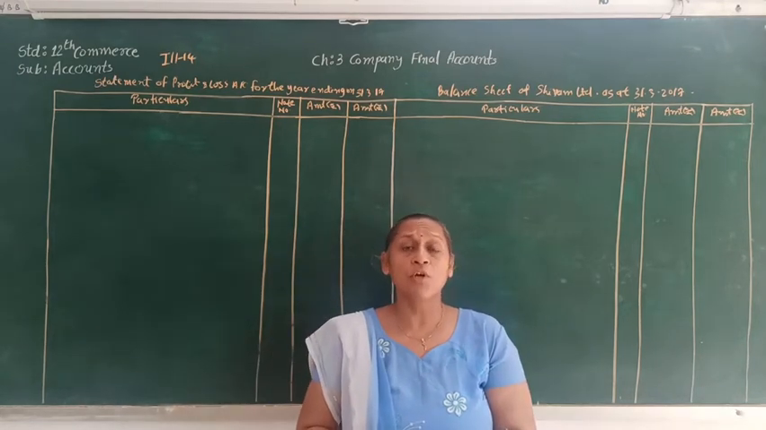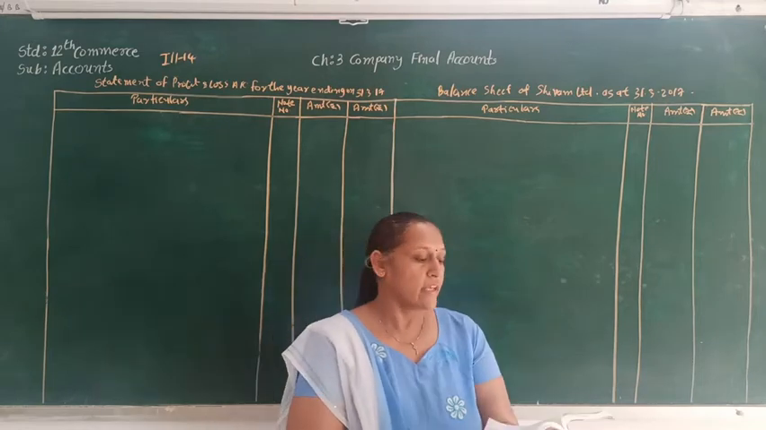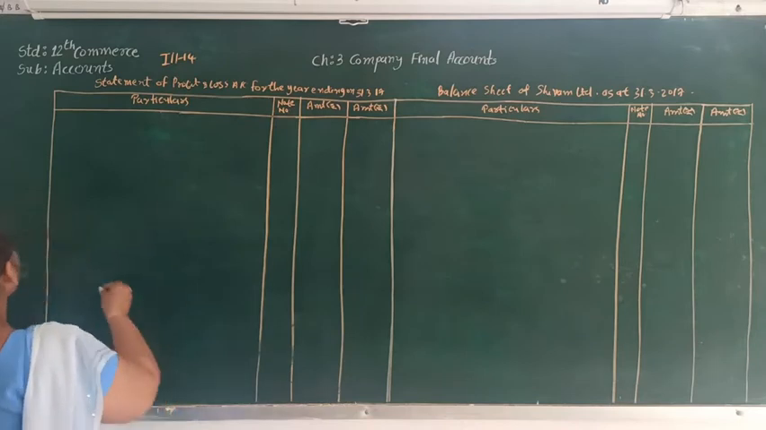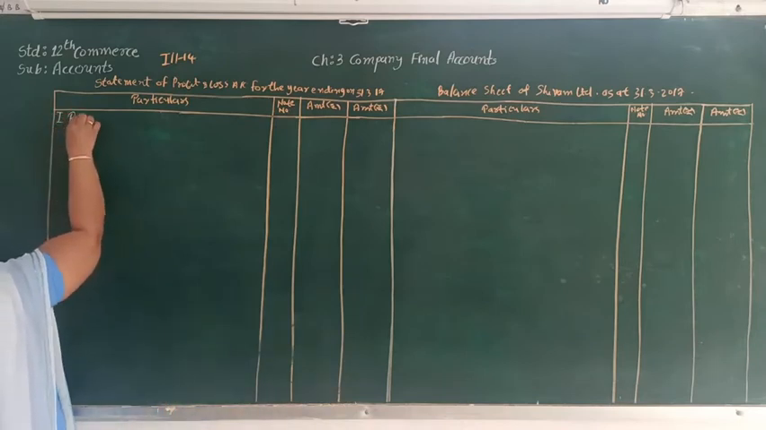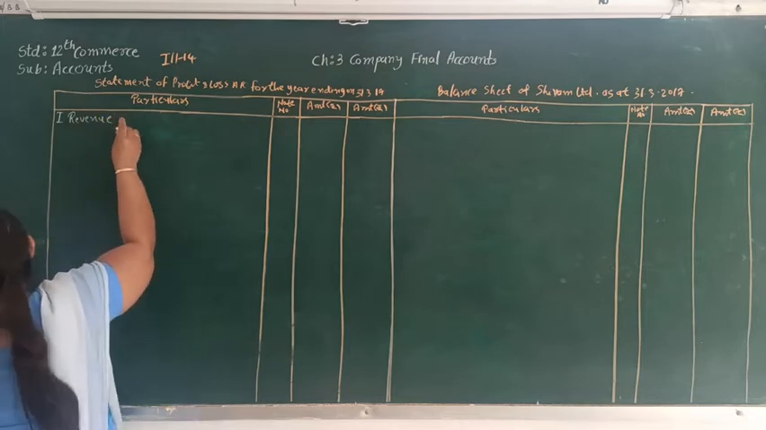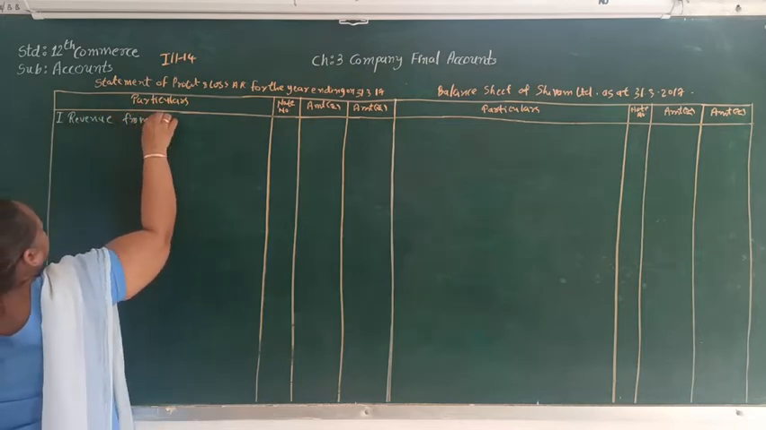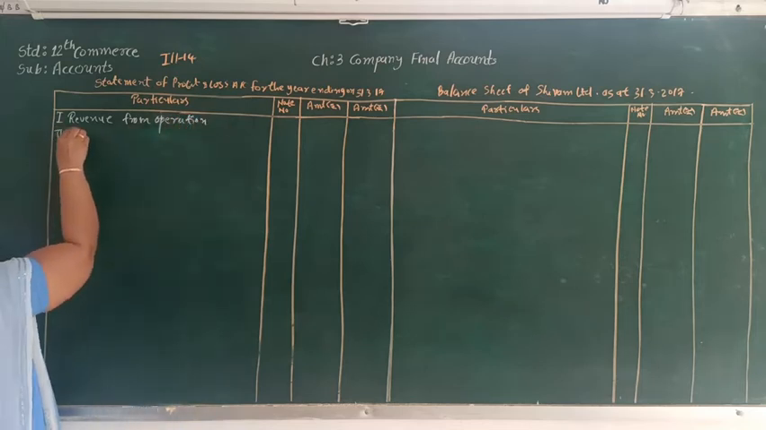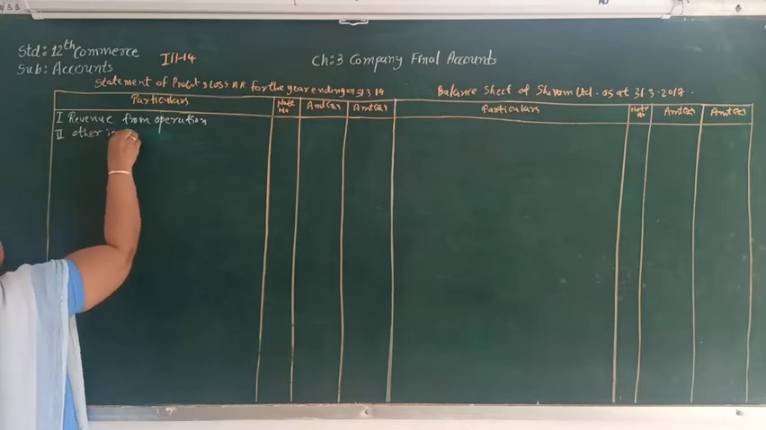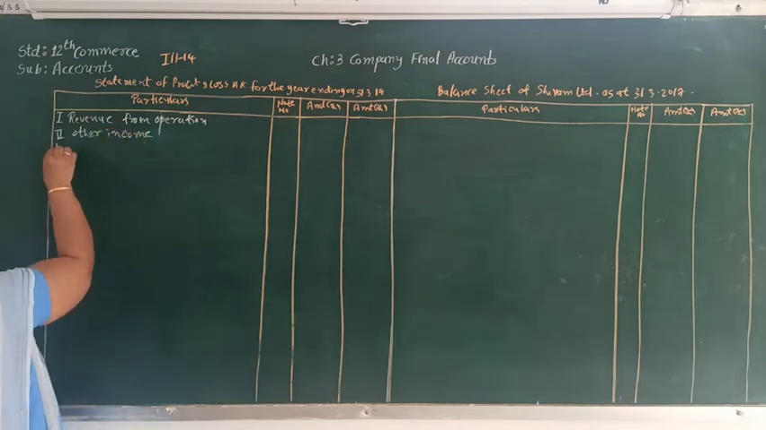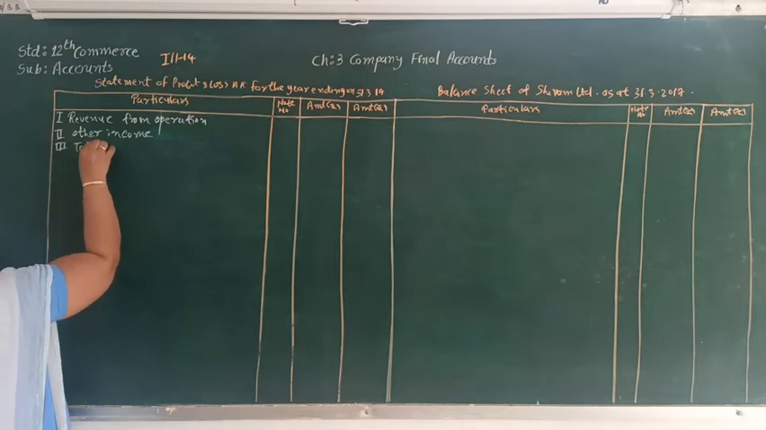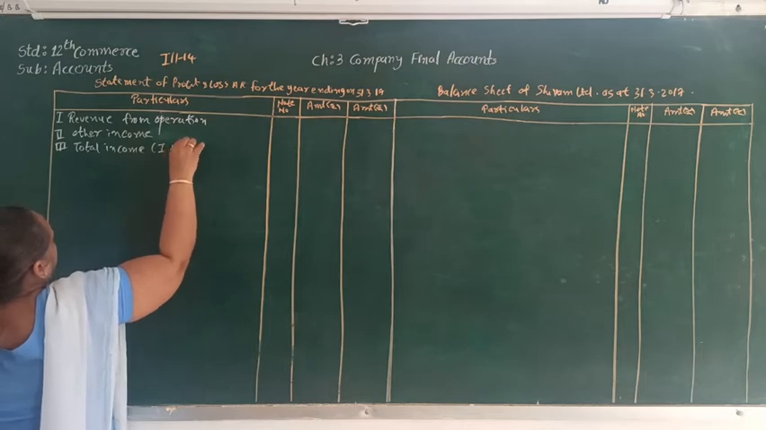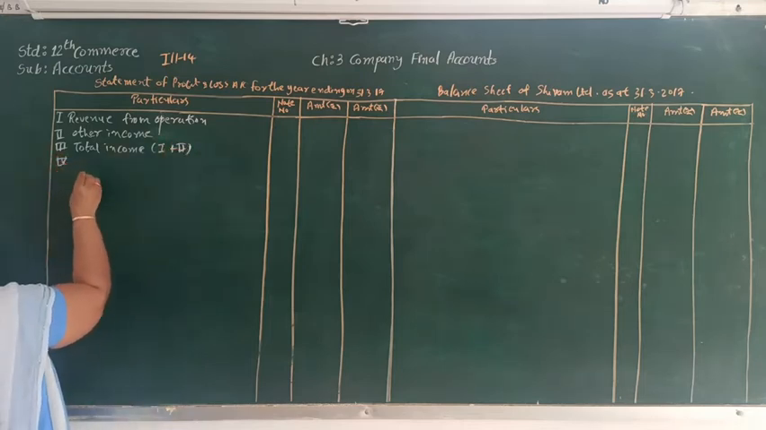So the very first thing, we have to prepare the format according to Schedule 3. In the statement of profit and loss account, the very first balance supposed to be written is revenue from operation. Then the second heading is other income, and the third one is total income, that is 1 plus 2. Then the fourth one is expenses.